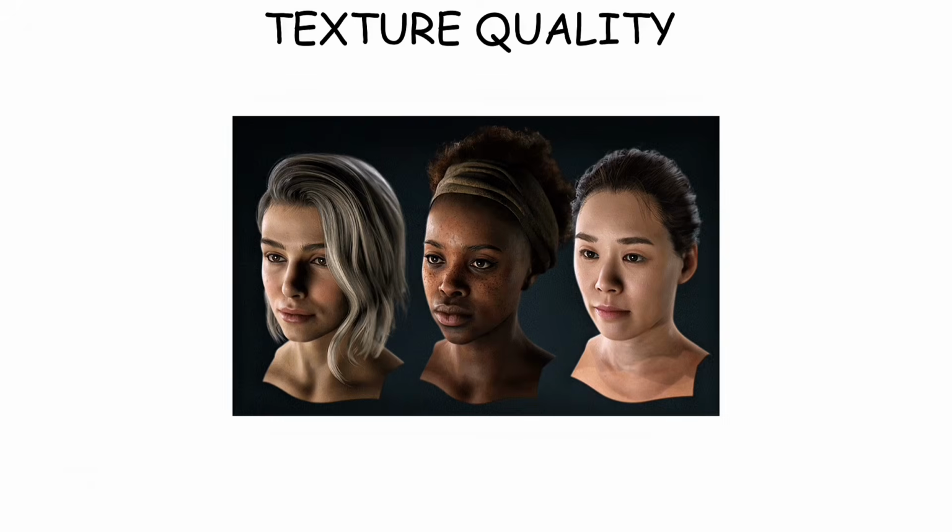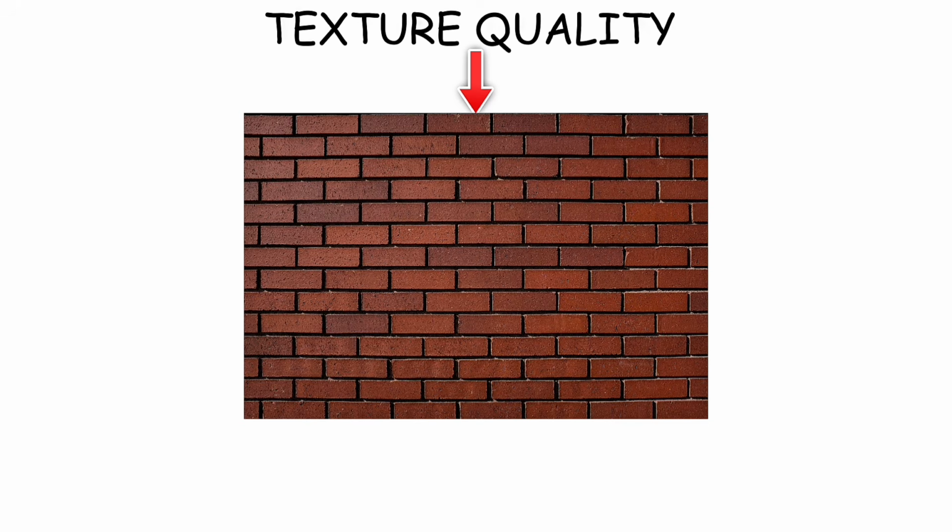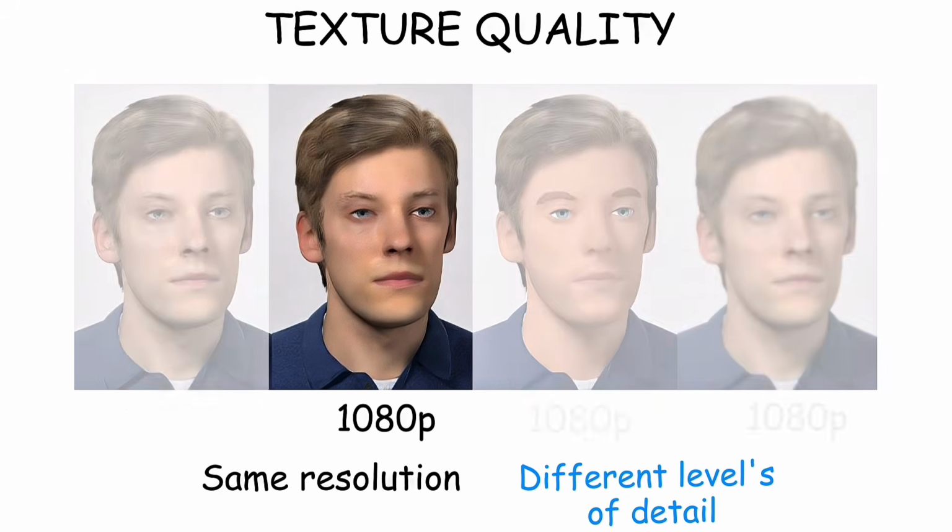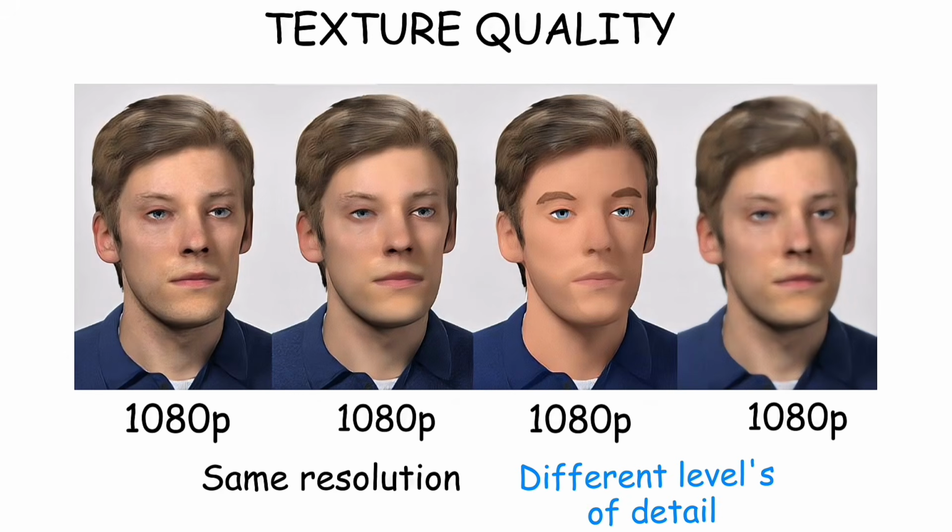Texture quality. Textures are the 2D images wrapped around 3D objects, like the skin on a character's face or the detail on a brick wall. And just to clarify, textures are different from resolution. Resolution is the physical grid of pixels on your monitor, while texture quality is the detail of the image itself.